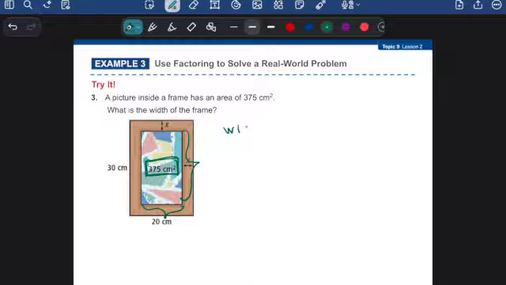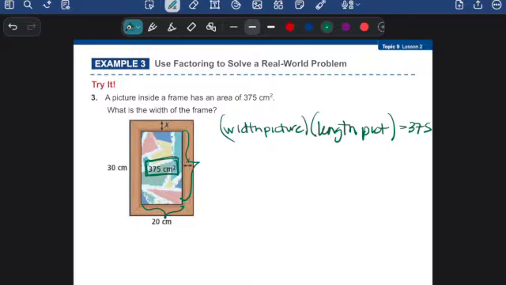We know the width of the picture times the length of the picture would equal 375. So let's write an expression for the width of the picture. I don't know what it is. It's not 20. 20 is the length of the whole picture frame. So we know it's 20, but then we have to take out the width on each side. So how many x's? We have an x on this side, we have an x on this side. So we need to subtract 2x from both sides to get the total width of the picture.